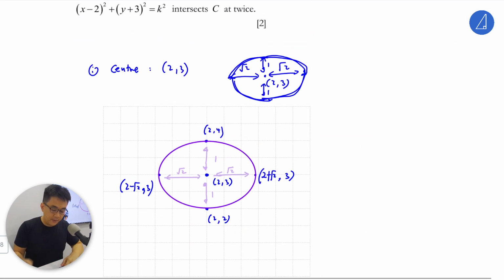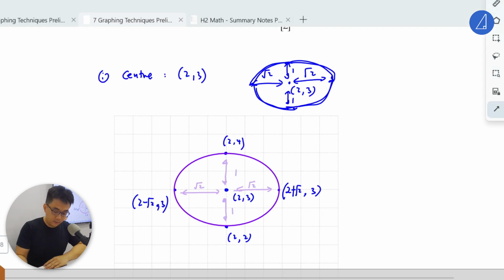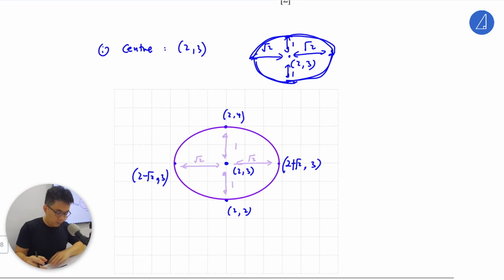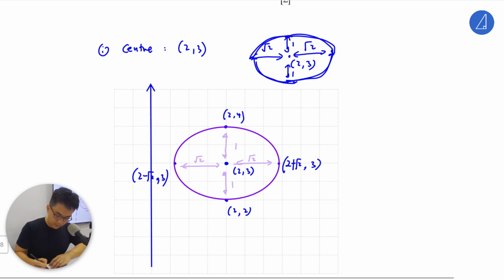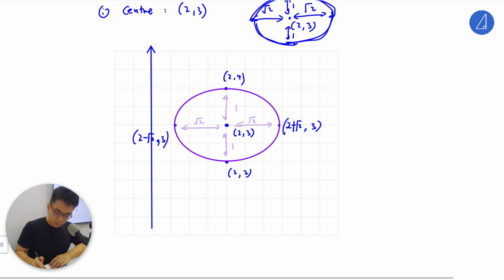Then once you're done, only then you put in the axis. 2 minus root 2, the axis will be here lah. 2 root 2 here.